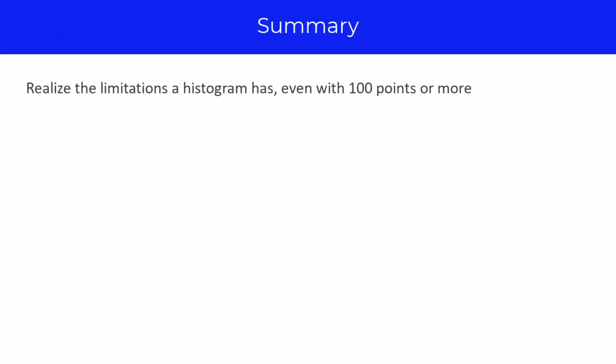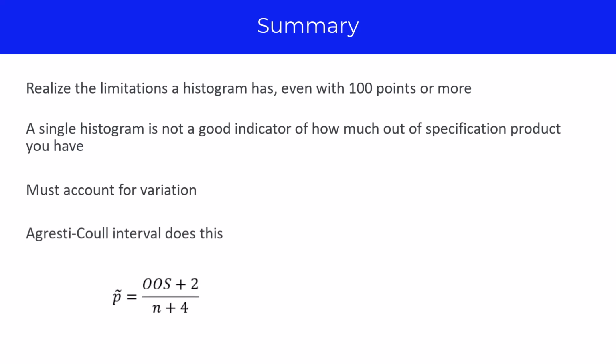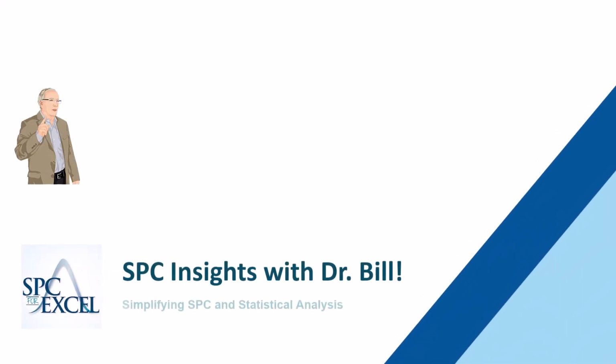So, in summary, we have to realize the limitations a histogram has, even with a lot of data. A single histogram is not a good indicator of how much out-of-specification product you have. You have to account for variation, and the Agresti-Coull Interval does this. You do the Wilson point estimate, and then you can do the 95% confidence intervals to find the range of potential out-of-spec product with your histogram.